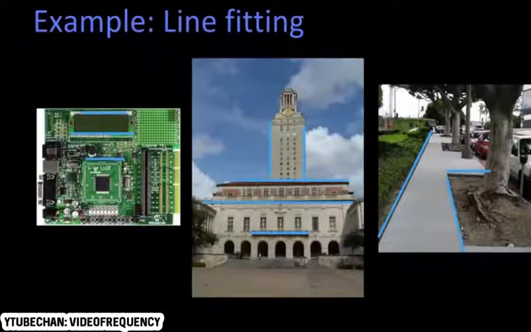Here's a simple example: line fitting. You might wonder, why might I want to find lines? Well, as the example shows here on the left, you might want to know that your chips are seated correctly, so you see the lines on the chips. Or this is the tower, again from University of Texas, and you find the edges, and you might just want to see whether or not you might be in the state legislature, and you want to make sure the tower at the University of Texas is not leaning to the left.